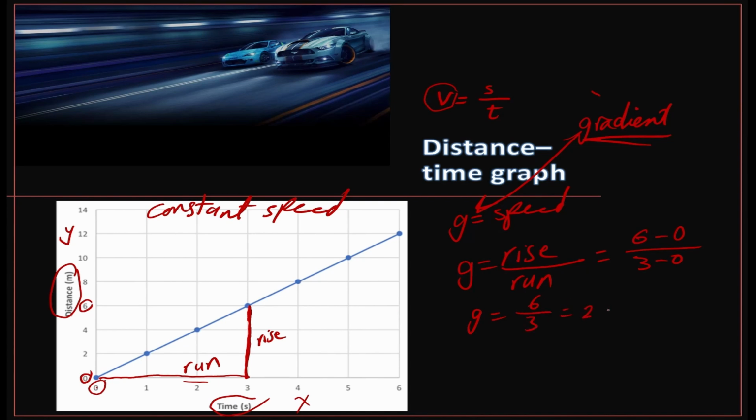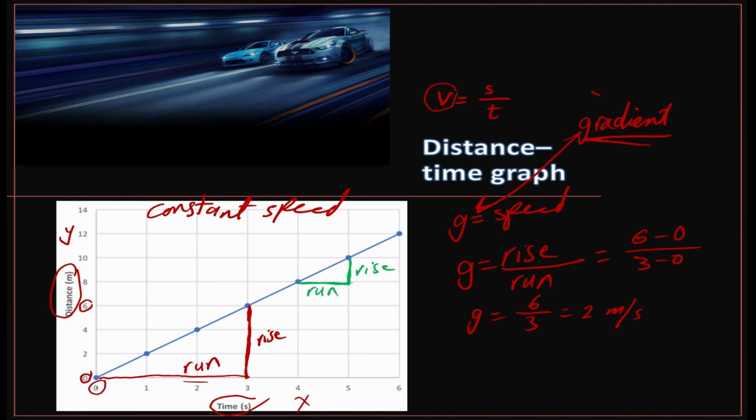The distance is in meters. The time is in seconds. So it is 2 meters per second. Is it the same anywhere? Of course, yes. Look here. If we use these 2 values, for example, from this point and this point. Look at this, only this. This is the rise, and this is the run.